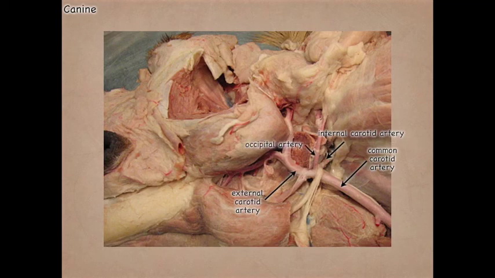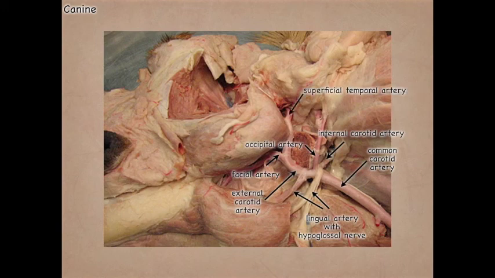First branch is the occipital artery coming off here. We see the lingual artery coming down, running with the hypoglossal nerve. Do you remember that? Then we have the facial artery way up here. And then the termination of the external carotid is the superficial temporal artery and the maxillary artery.